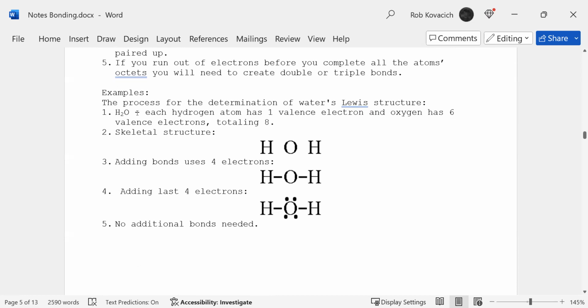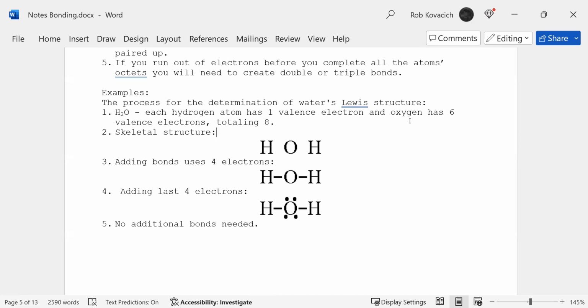All right, so let's do water. If I'm looking at the water molecule, each hydrogen has 1 valence electron, and the oxygen has 6 valence electrons. So that's a total of 8 valence electrons. I have to manage all of those electrons. Okay, so the skeletal structure, I'm going to throw oxygen in the middle.